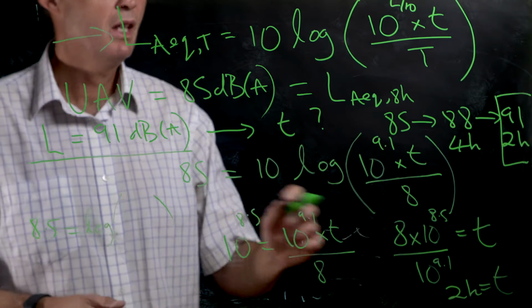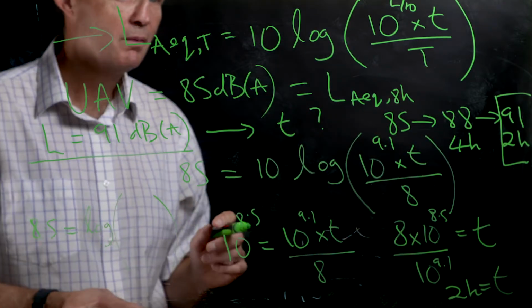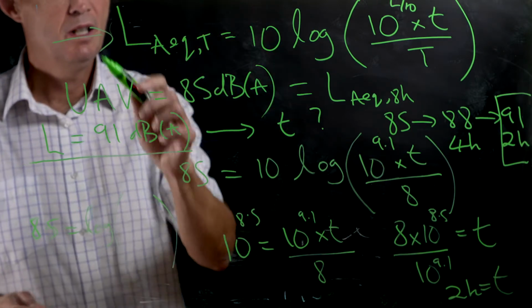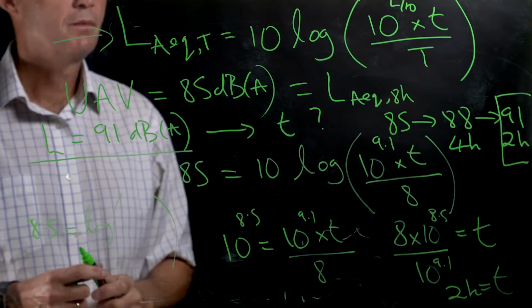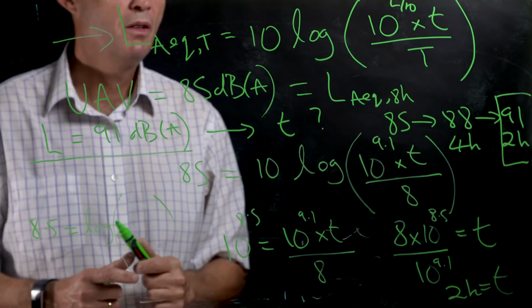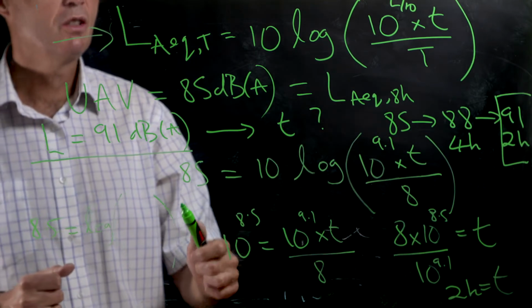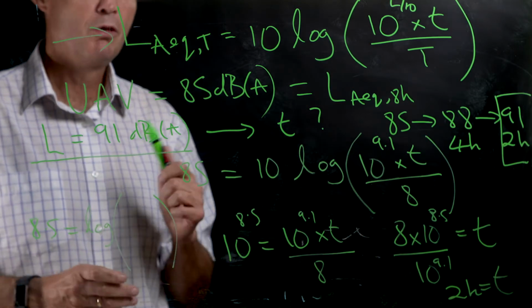Okay, so the important thing here really is establishing what you want to find. So this is a typical problem in terms of having a legal limit, a level that you've been exposed to, and you want to know how long you can spend in that environment. So it's a fairly straightforward calculation, and it always follows that path. Okay, that concludes that tutorial.